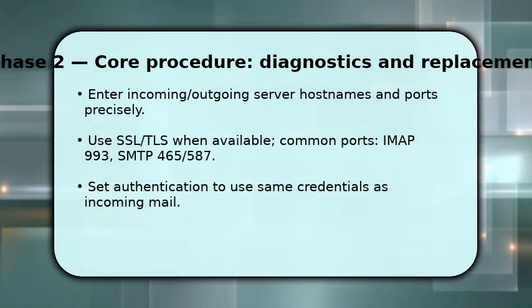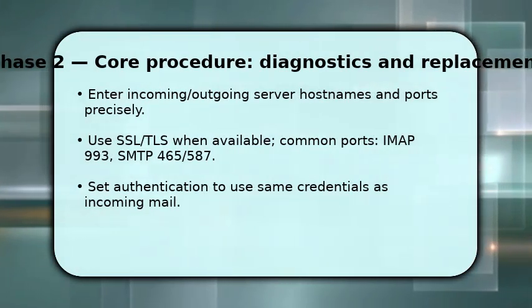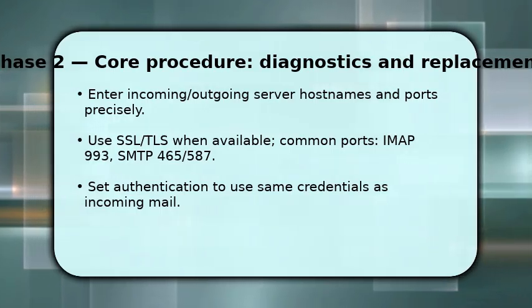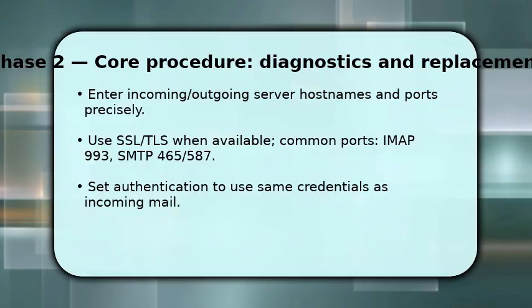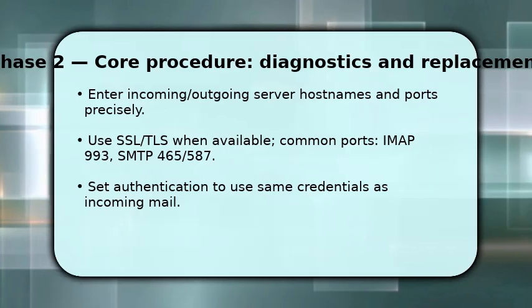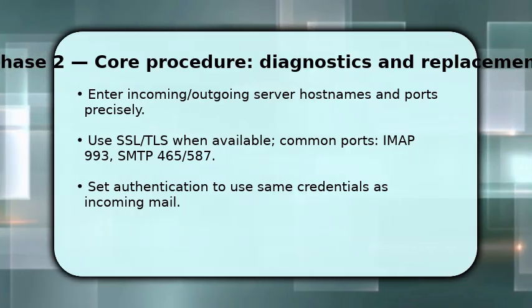Now you perform the detailed configuration. Choose a map for synced folders, enter incoming server, port, and security type exactly as your provider specifies. Next, set the outgoing SMTP host and port and enable SSL or TLS to encrypt credentials.